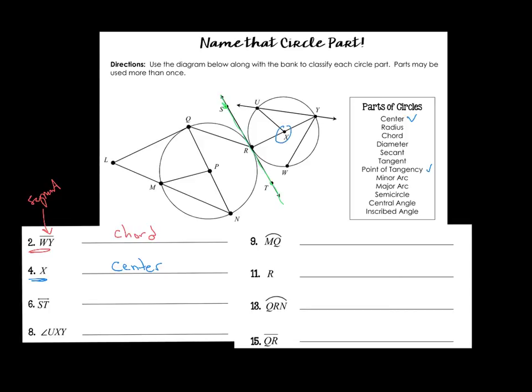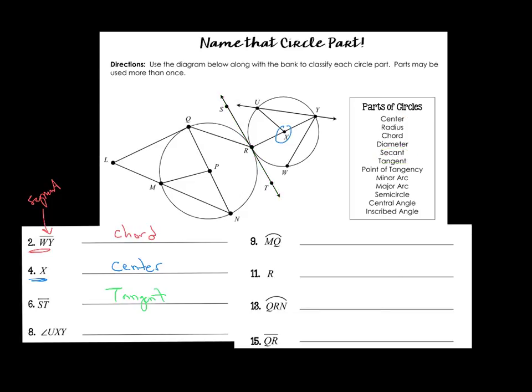And the only lines I know about are secant and tangent. Remember, secant touches twice, tangent touches once. How many times does this touch both circles? Just at that moment R, which, by the way, is your point of tangency. So ST looks like that is a tangent line. All right.